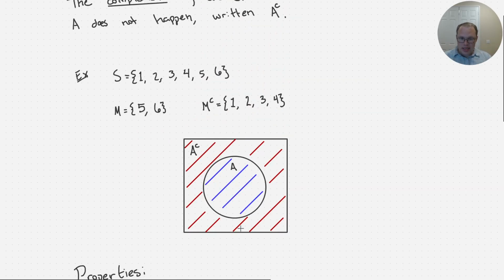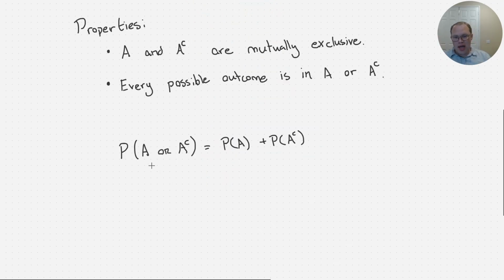If we go back to our dice example, if M doesn't happen, if we don't roll a 5 or a 6, then we roll a 1, 2, 3, or 4 on our die. If we don't roll a 1, 2, 3, or 4, then we're rolling a 5 or 6. There's a 100% chance of one of those two things happening. That's always true for complementary events. So instead of just leaving this, we actually know what this probability is. This is 100% or 1. And so for two complementary events, the addition of their probabilities will always equal 1.